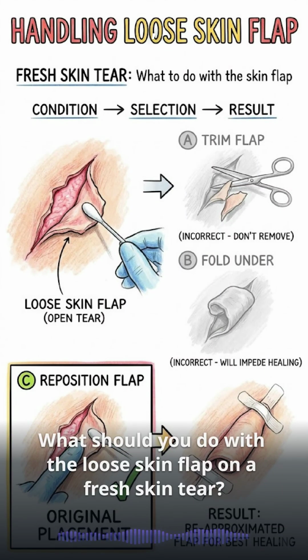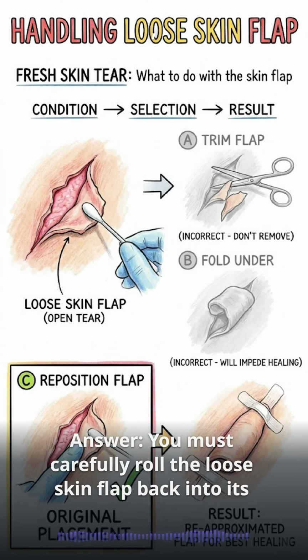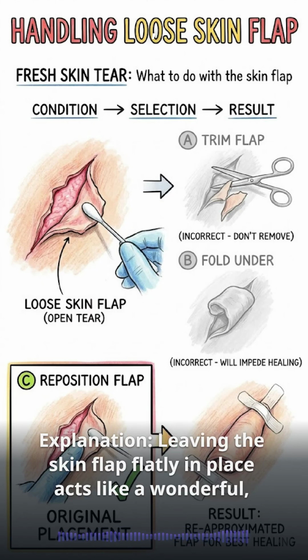63. What should you do with the loose skin flap on a fresh skin tear? You must carefully roll the loose skin flap back into its original, normal place. Leaving the skin flap flatly in place acts like a wonderful, completely natural bandage.